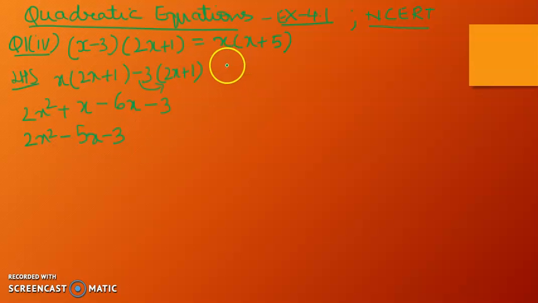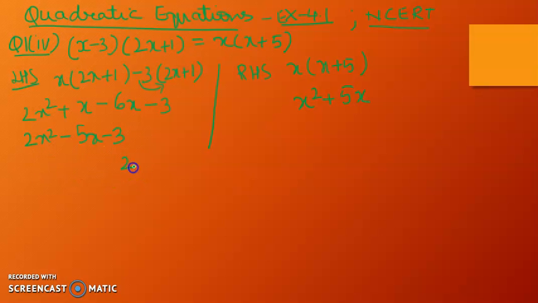Now come to the RHS. On the right hand side we have x into (x plus 5). So multiply x into x, x square, plus 5x. Now equal sign is there, so we will equate this LHS and RHS.